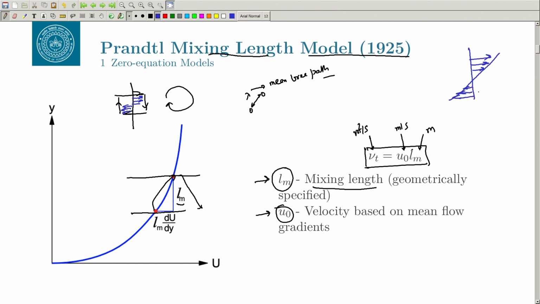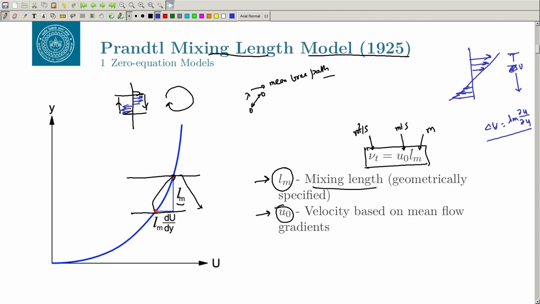His argument was that instead of talking about a velocity, we can talk about the velocity difference, which is delta u here. If you can find out the velocity difference across this layer, which is Lm, the mixing length, then we can specify the velocity. So, what is the best way to specify this delta u? He said that if you know the gradient del u by del y, you multiply this by Lm. That will give you the velocity scale, that is your delta u, not grad u.